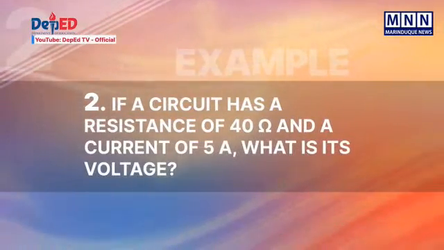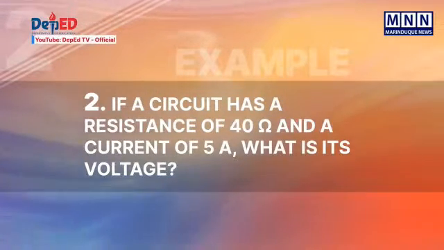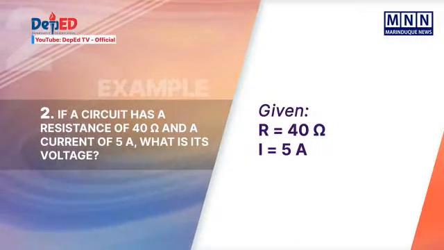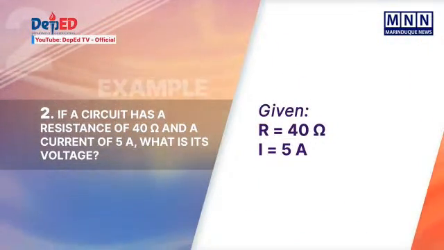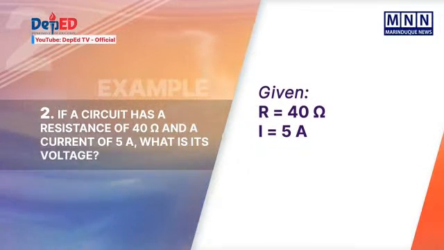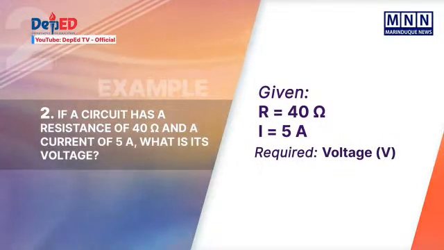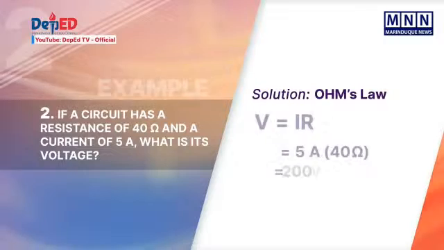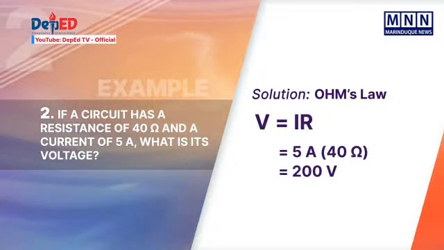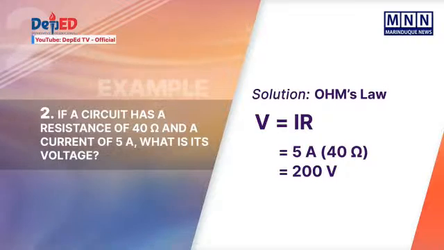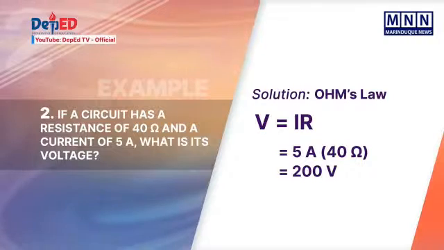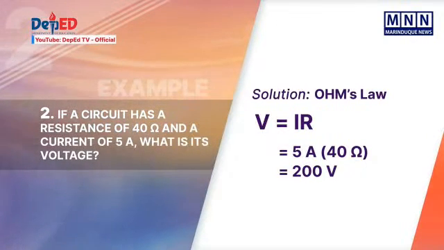Example number 2. If a circuit has a resistance of 40 ohms and a current of 5 amperes, what is its voltage? For the given, R is equal to 40 ohms and I is equal to 5 amperes. Required: voltage. For the solution, we have to use Ohm's law. V equals I multiplied by R, and that will bring us down to 5 amperes multiplied by 40 ohms. That will give us 200 volts. Example number 3.